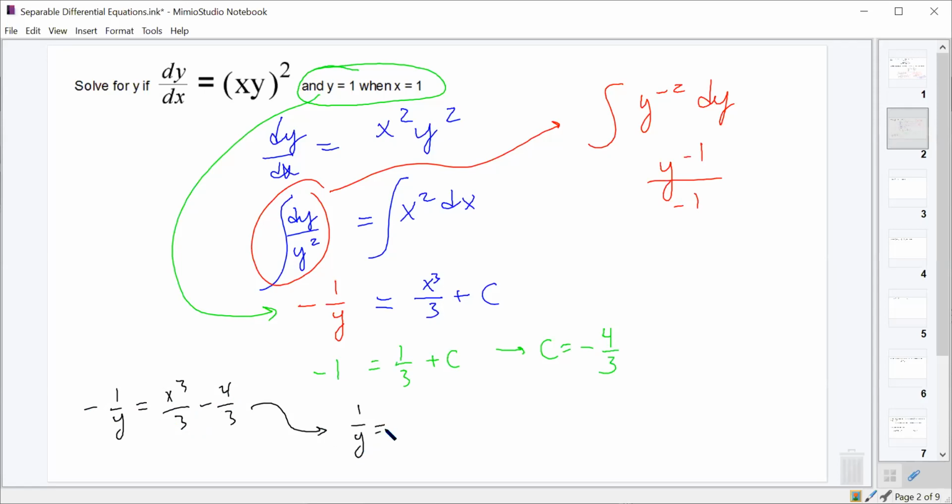So if I multiplied x cubed minus 4 over 3 by negative 1, that would become what? The negative 1 times the negative 4 would be a positive 4, and the negative 1 times the x cubed would be a negative x cubed. So we'd have 4 minus x cubed over 3. And then what would we do? Just take the reciprocal of both sides. Yeah. Cool. Good answer or no? 3 over 4 minus x cubed.